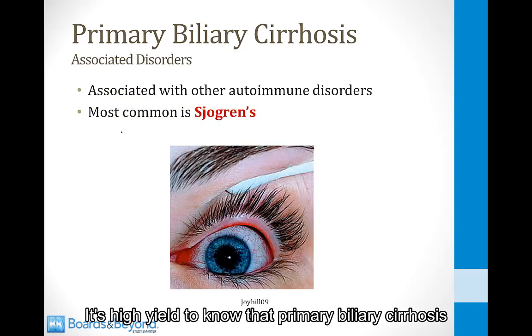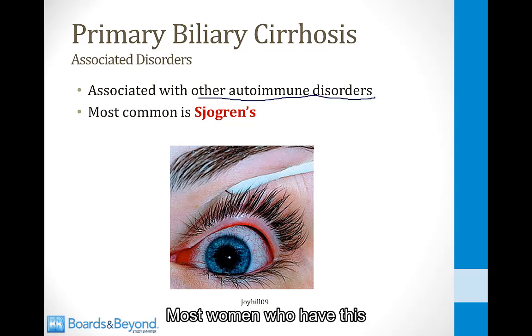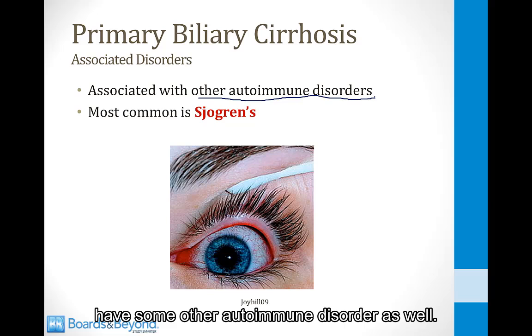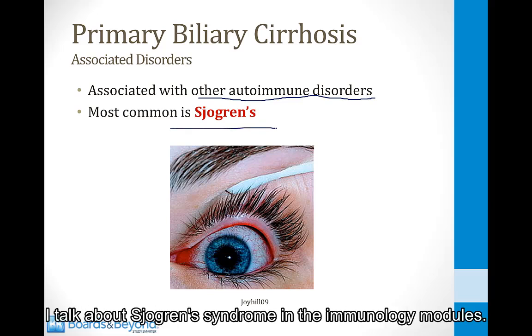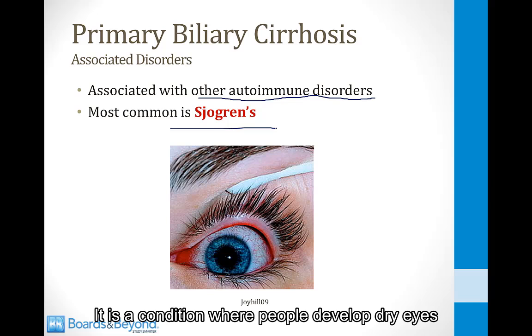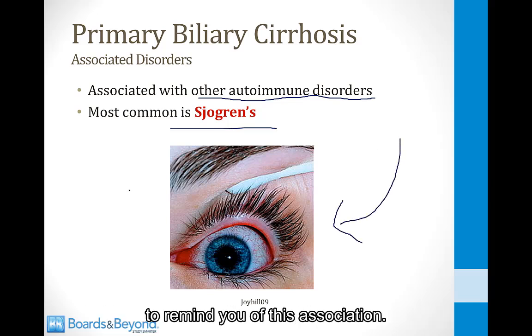It's high yield to know that primary biliary cirrhosis is associated with many other autoimmune disorders. Most women who have this have some other autoimmune disorder as well. One of the most common associations is Sjogren's syndrome. I talk about Sjogren's syndrome in the immunology modules. It is a condition where people develop dry eyes and dry mouth, and I put a picture of an eyeball on the screen here to remind you of this association.